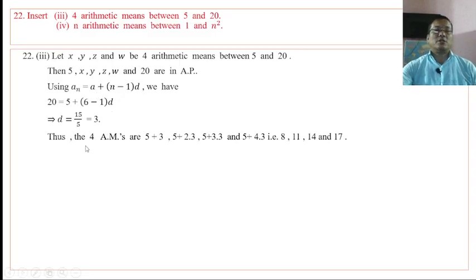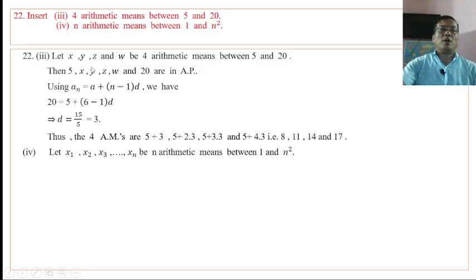This is 3. Therefore, the 4 AMs are first term plus 3, second term is 5 plus 2 times the common difference, 5 plus 3 times 3, and 5 plus 4 times 3.